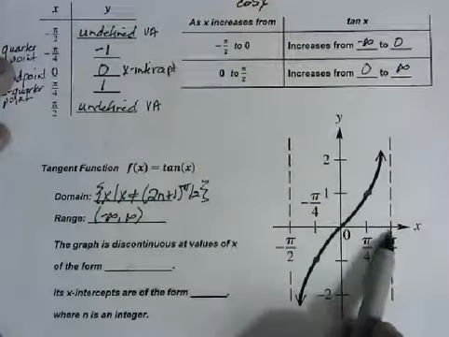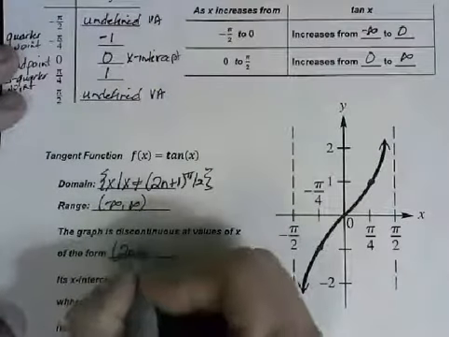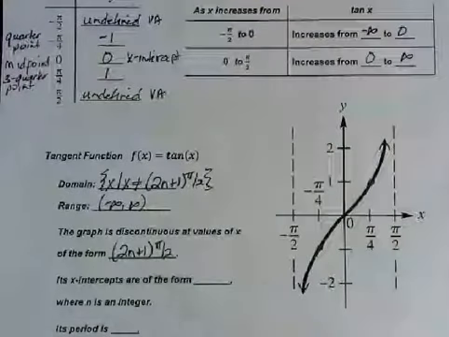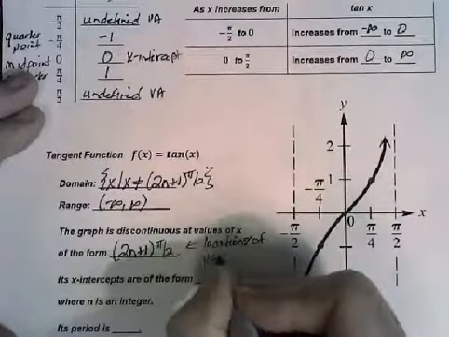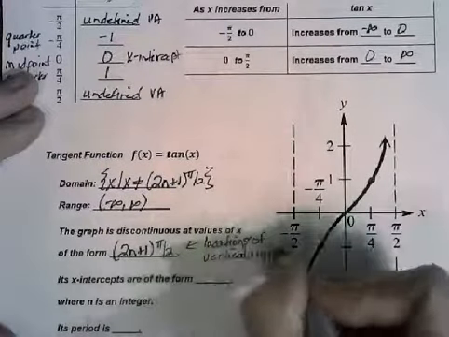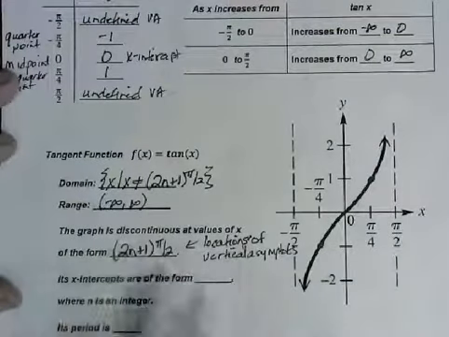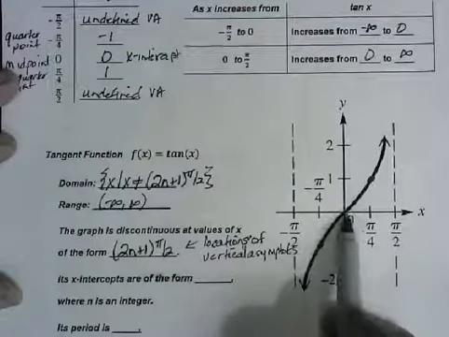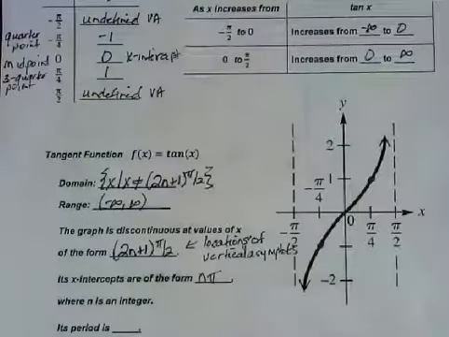Where we have those vertical asymptotes, we say the graph is discontinuous. This would be anything that's an odd multiple of pi over 2. This is also where the vertical asymptotes are. Looking at this, or looking at the way we wrote the domain, that tells us the locations of our vertical asymptotes. Our x-intercepts are going to happen at any multiples of pi. We could say those are of the form n pi, where n's an integer.